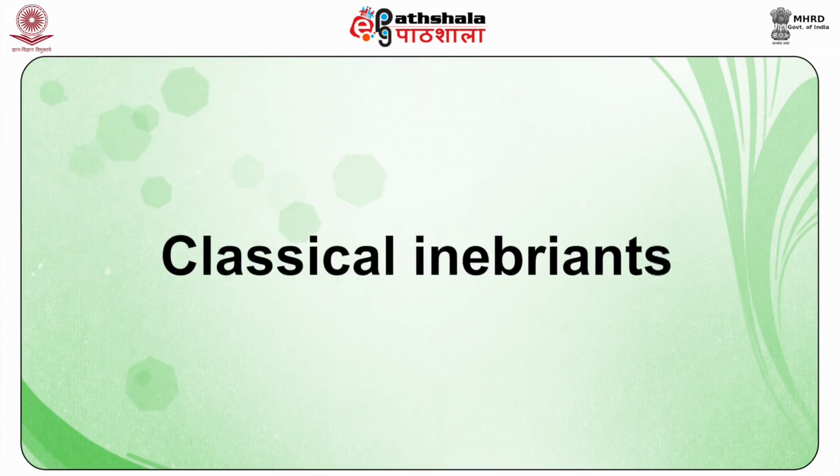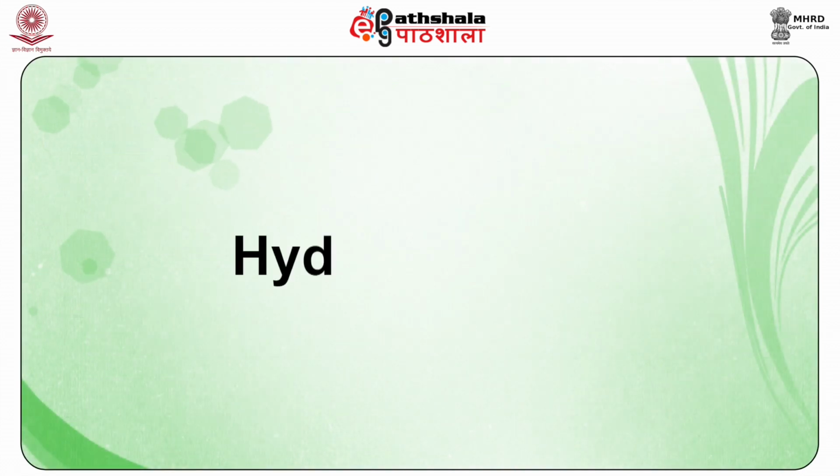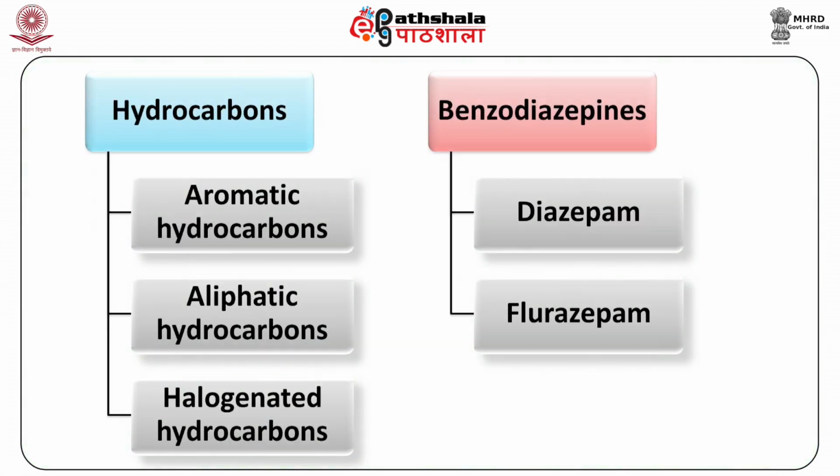In this, the first is classical inebriants: alcohol, which means ethyl alcohol, methyl alcohol, and ethylene glycol. Second is sedative and hypnotic, in which chloral hydrate and barbiturates are there. Third is insecticides. In this, the organophosphorus compounds, organochlorines, carbamates. Fourth is the hydrocarbons. In this, the aromatic hydrocarbons like benzene, aliphatic hydrocarbons like petroleum products, halogenated hydrocarbons like carbon tetrachloride. And the fifth is the benzodiazepines. In this, the diazepam and flurazepam, etc.